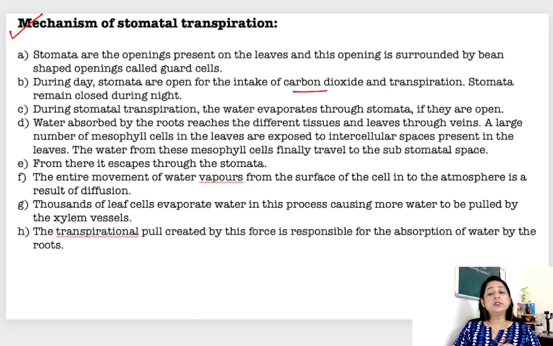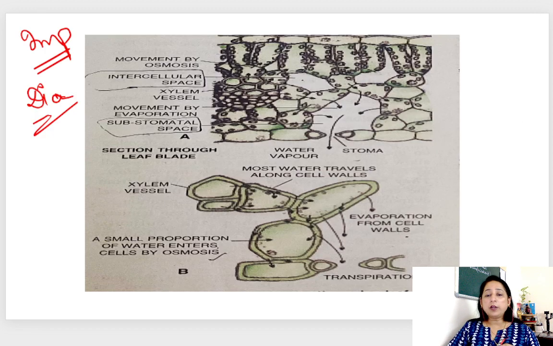Water absorbed by the roots reaches the different tissues and leaves. A large number of mesophyll cells. Okay, I'll just explain with the help of the picture. Now what happens here? Here you see these elongated cells, these are the mesophyll cells. The mesophyll cells have water in them as the plant has absorbed water.